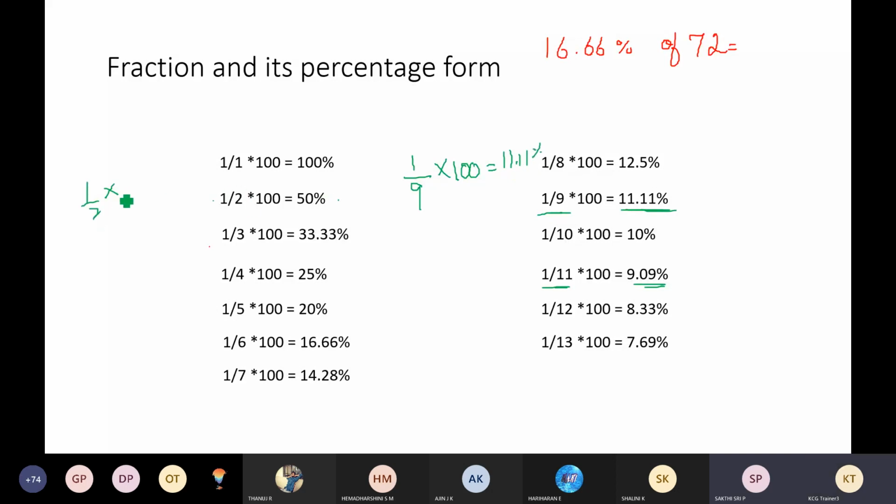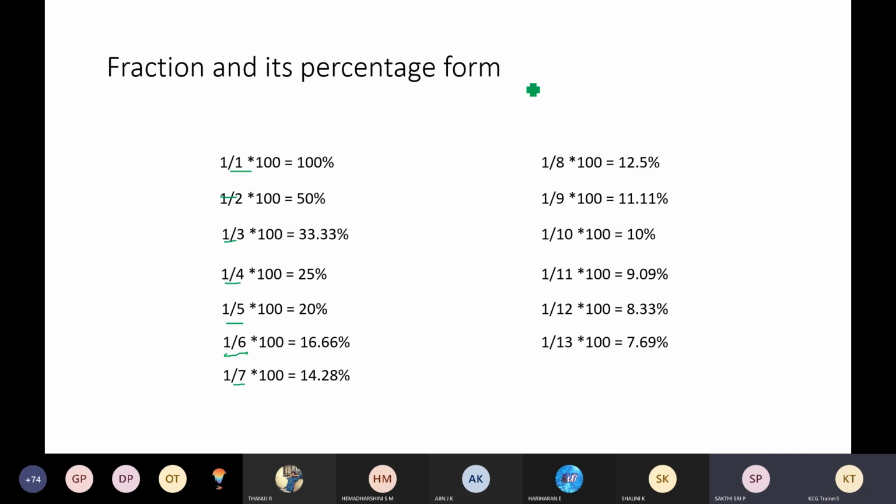Okay, so what is 1 by 2 into 100? 50 percentage. Correct. If you cancel it out, you get 50 percentage. So that is what I want you guys to remember. These are important percentage values and their corresponding fractions you are supposed to remember. For example, if I ask you to find out 25 percentage of 400, you should remember, 25 percentage corresponds to 1/4. Correct? So find out 1/4 of the number and that's your answer. So my answer is 100.